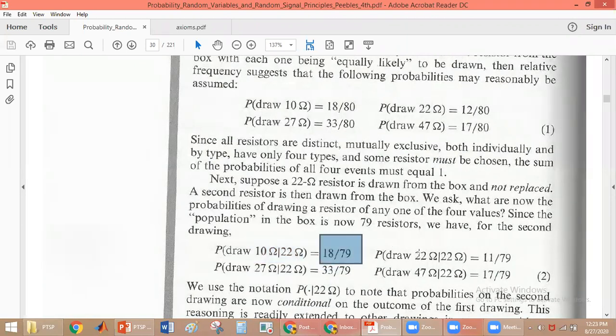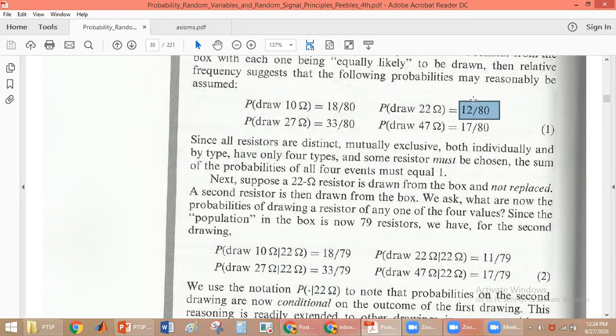Now, what is the probability of drawing a 22 ohm resistor, assuming that a 22 ohm is drawn already? Before, how many 22 ohm resistors were there? 12. Now we have drawn one 22 ohm resistor, so the number of 22 ohm resistors will be 11 only. So it is 11 by 79, since after drawing, the number of resistors in the box is 79. Similarly, drawing a 27 ohm resistor, assuming that a 22 ohm is drawn already, will be 33 by 79.